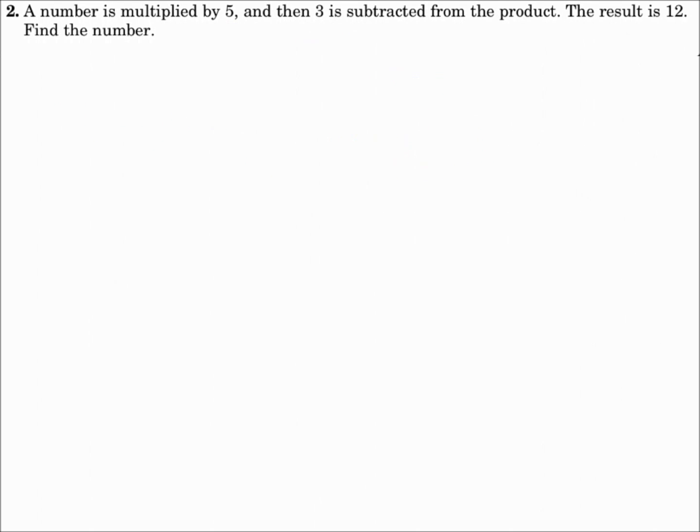Number 2. A number is multiplied by 5, then 3 is subtracted from the product. The result is 12. Find the number. Well, to work backwards, start with the final number, which was 12. Now work backwards. 3 was subtracted. Do the opposite and add 3, giving you 15.